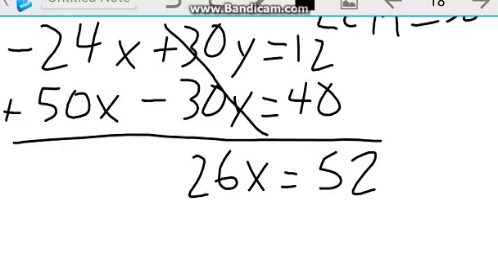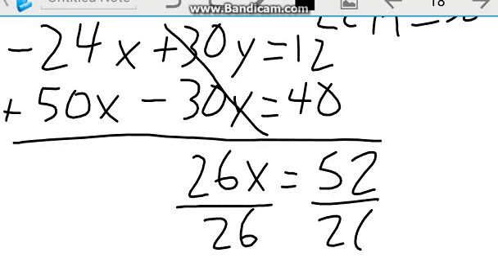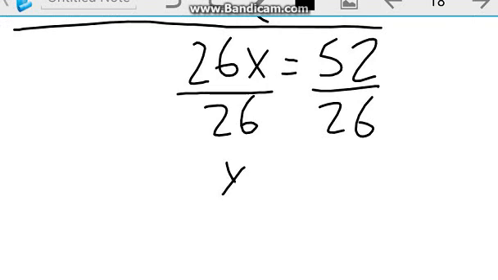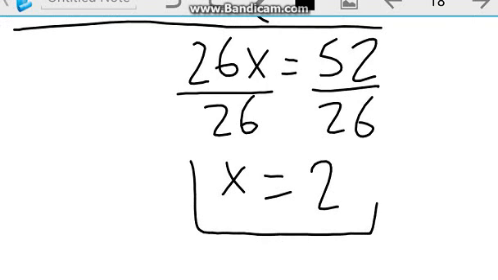And so now we can solve for x. This is pretty simple. We're just going to divide both sides by 26. x is equal to 2. And that is our x coordinate.